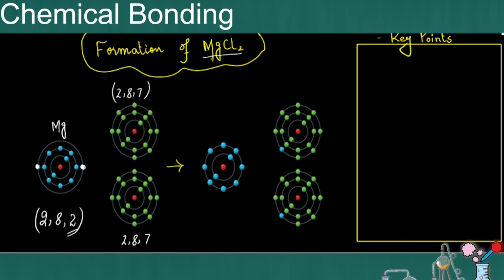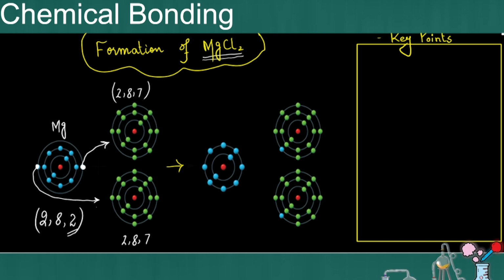Look, we have to draw the structure of MgCl2, so 1 magnesium is needed for this, and 2 chlorine atoms are needed for this. So that's why we have to mention 2 structures of chlorine atom. So one electron of magnesium will move to this chlorine atom, and the second electron of magnesium will move to this chlorine atom. So this is the concept for making the dot and cross diagram of magnesium chloride.